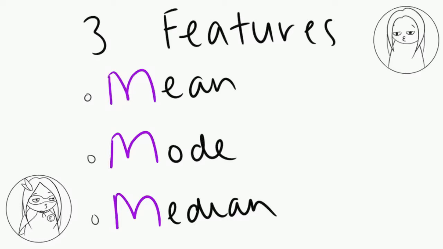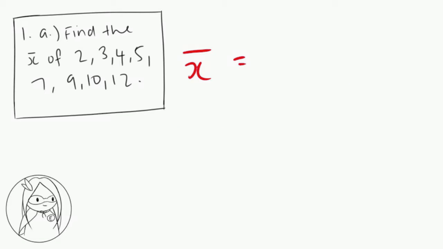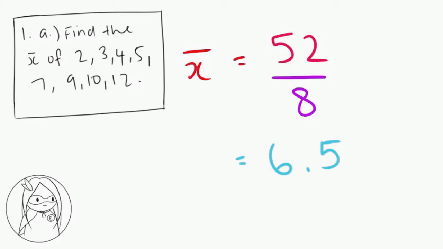Hey, they all start with M's. Among the three measures of center, the mean is the most common. The mean is the average of all the data within the set. To work it out, we add up all of the data together and divide it by the number of values we have. And ta-da! Add the numbers 2, 3, 4, 5, 7, 9, 10, 12 together and you get 52. Then, you divide by the total, which in this case is 8 numbers, and you get 6.5. The mean does not necessarily have to be an integer.